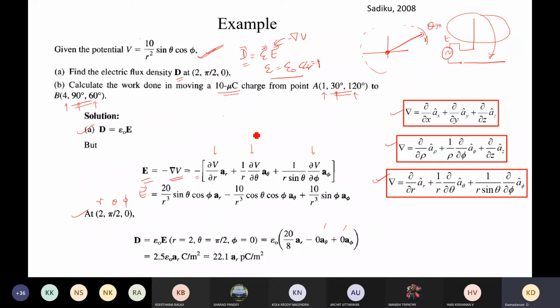In other words, if this is the vertical line, initially it was here, and then at some 30 degrees it is something here, then suddenly it becomes 4 and 90 degrees. So 4 and 90 degrees will be here. Like that. So this is a three-dimensional problem.